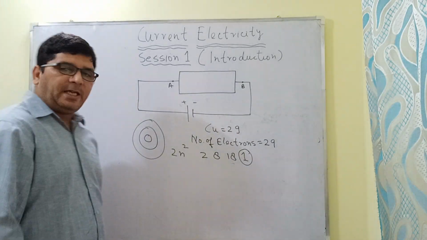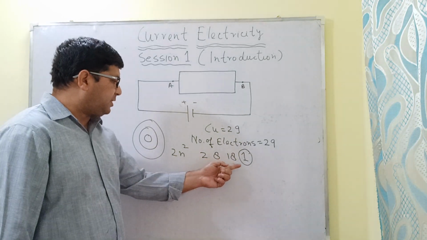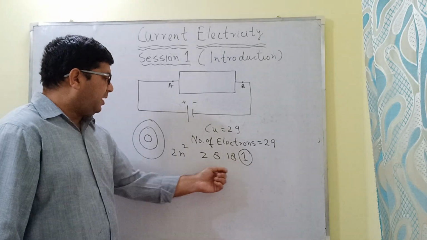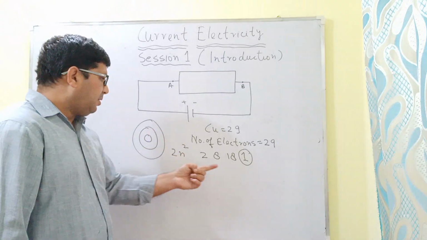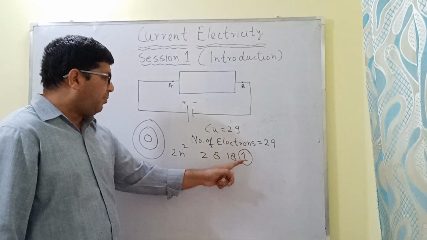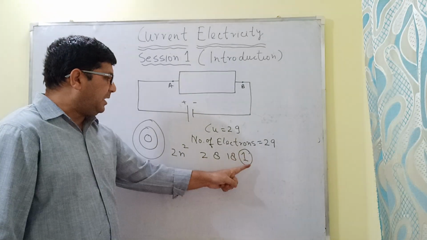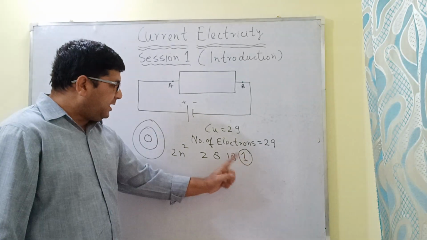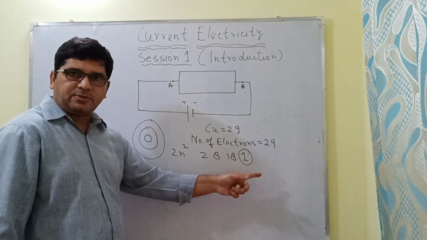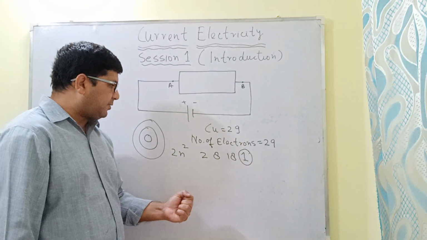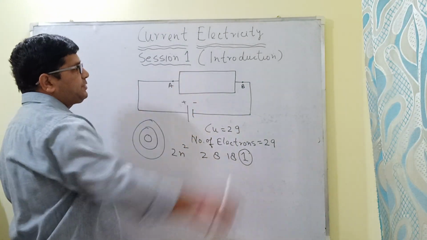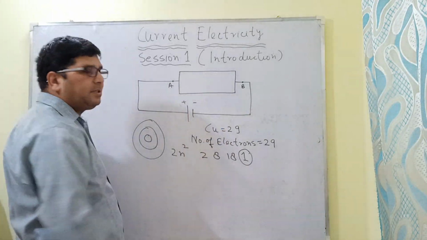Now an atom always tries to have a stable configuration, and for that purpose it will always try to have 8 electrons in its last orbit. Here you can see that this copper atom has only one electron in the last orbit. It is easier for this copper atom to release this one electron instead of gaining 7 electrons. So what happens when this conductor is now placed in an external electric field?